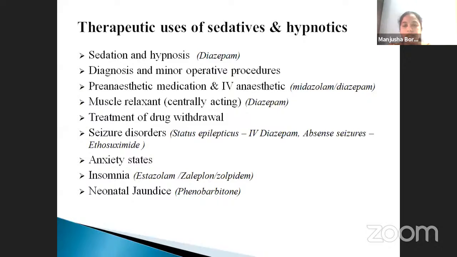And in absence seizure, ethosuximide is the first drug of choice. Sedative hypnotics are also used in the treatment of anxiety and management of insomnia. Barbiturate, that is phenobarbital, is a microsomal enzyme inducer drug. This microsomal enzyme inducer enhances the synthesis of glucuronyl transferase, which is required for the metabolism of bilirubin, so that it helps to clear the bilirubin in a neonate.